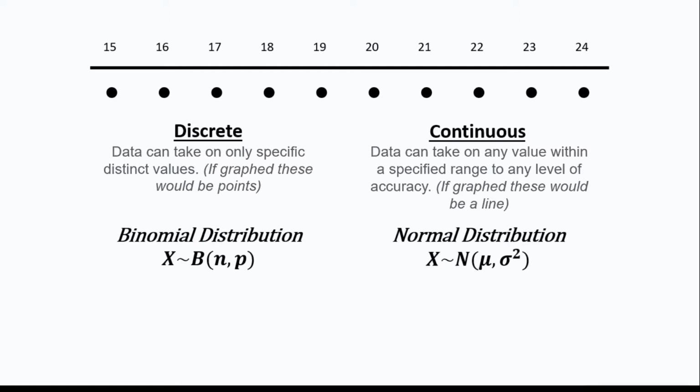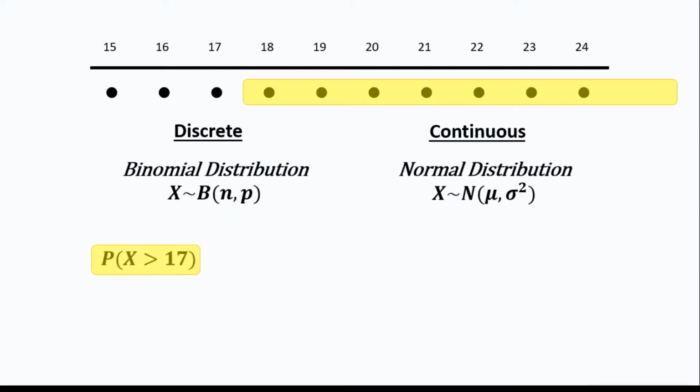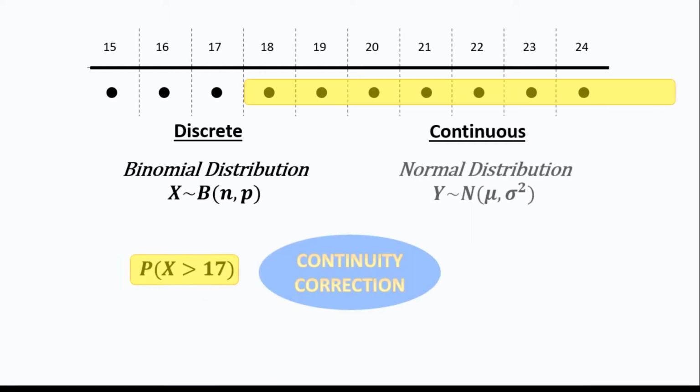Let's have a look at some probability statements. Well, here I've highlighted the region represented by the probability statement x is greater than 17. I need to include all of these points from 18 upwards. With a discrete distribution, there is no 17.9, there is no 18.1, there's nothing that exists in between the 17 and the 18. But if I'm going to apply a continuity correction, I do need to consider the whole range of values in between 17 and 18.